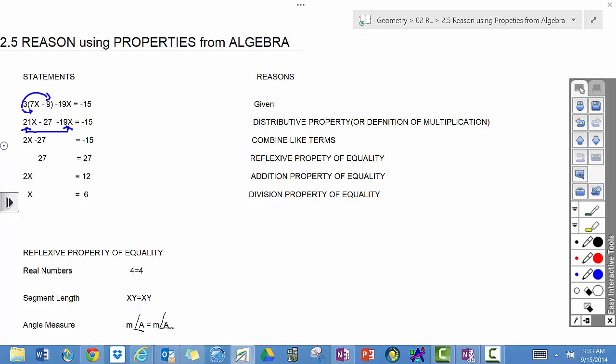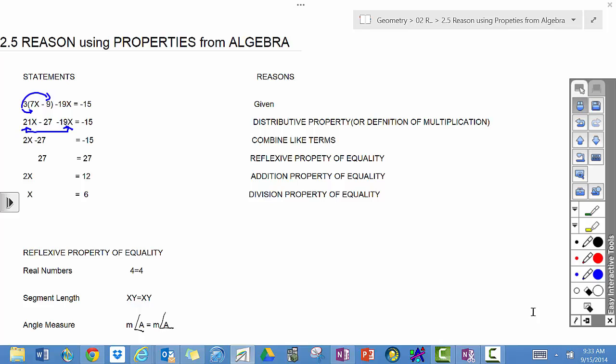So 2x equals 12. Then you divide by 2. And you get x equals this. This is division property, addition property of equality. You added 27 here to both sides. Okay, other properties that we have talked about are reflexive property of equality.